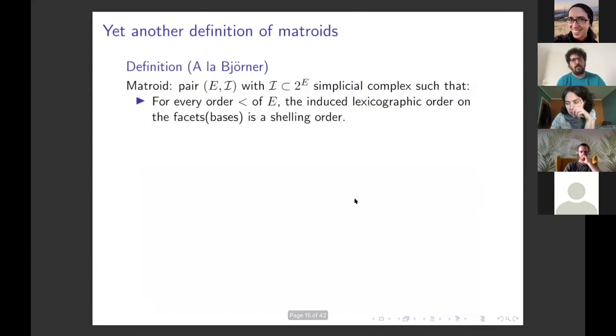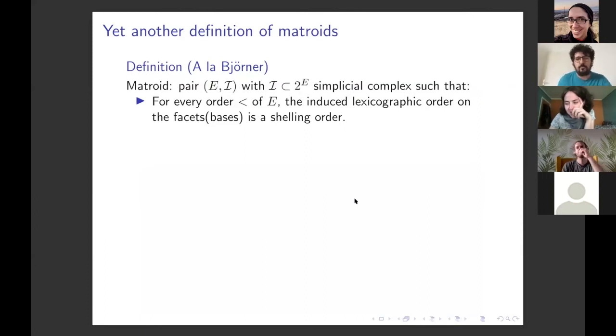So let me define matroids. If you've ever met me, you probably know that I love working with matroids. And I'm going to define them a la Björner. Maybe many of you know that there's a bijection between the number of people who write papers about matroids and the number of definitions of matroids. So here's one. A matroid is a pair E, I, the independent sets that people usually talk about, where I is a simplicial complex.